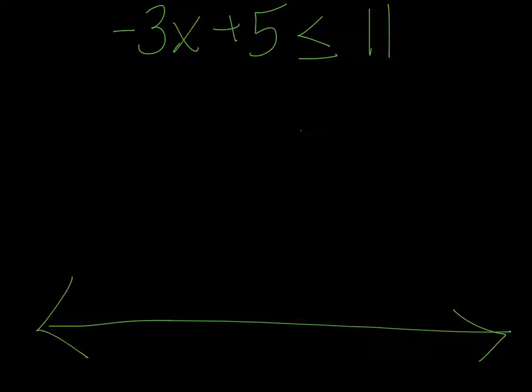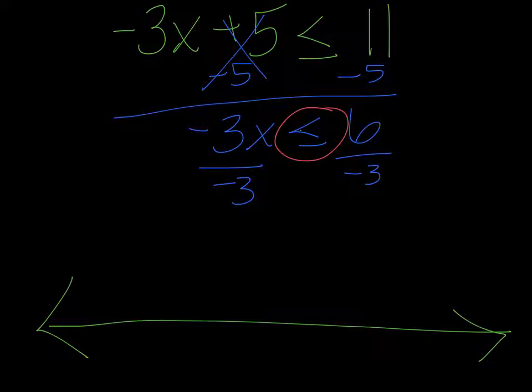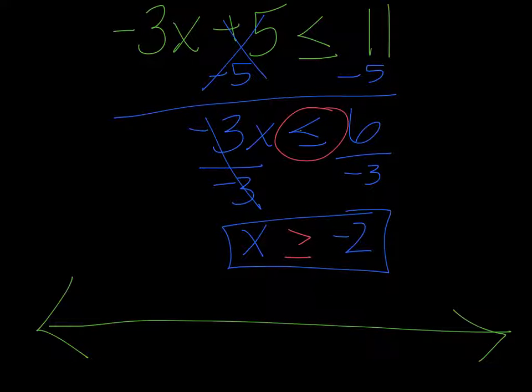Okay, so if we look at our next example, again, first we have to solve it, and we want x by itself. So we have to subtract 5 on both sides. So we would have negative 3x is less than or equal to 6. And now we're dividing by a negative 3. So this is where we have to flip the sign. So negative 3 divided by negative 3, that cancels. And we have x, flip the sign, to greater than or equal to negative 2. So this is the inequality that we'll graph.